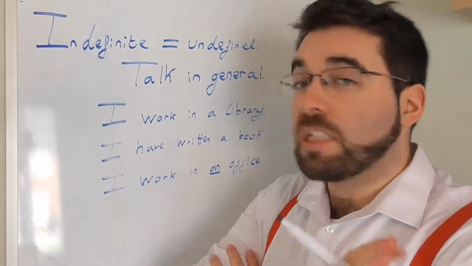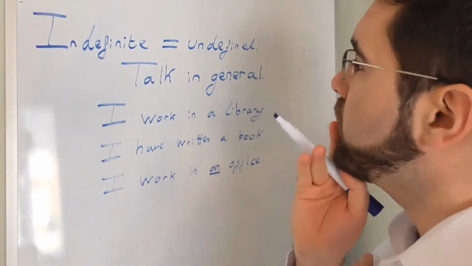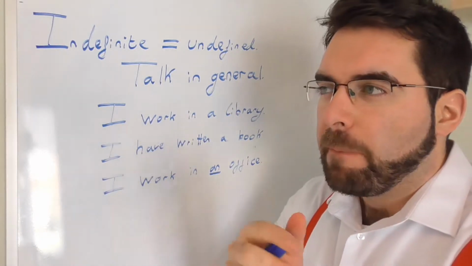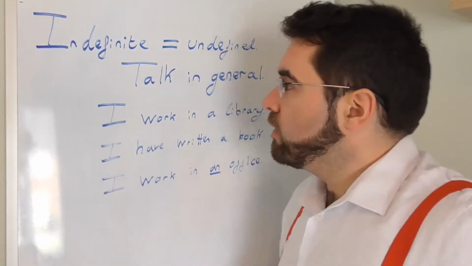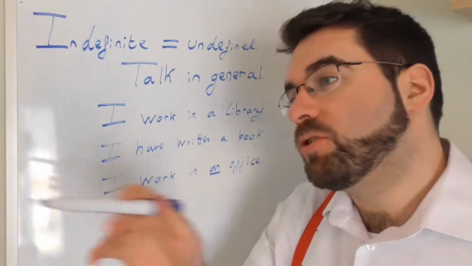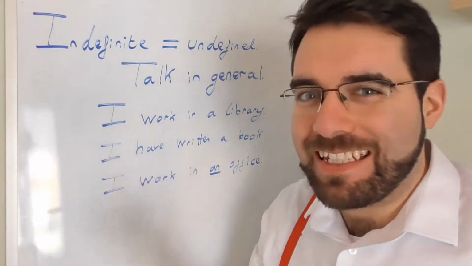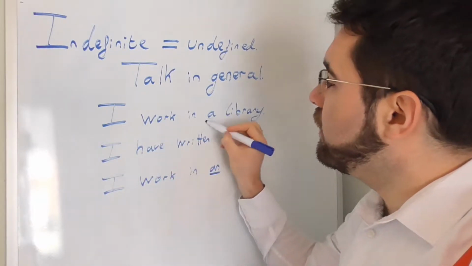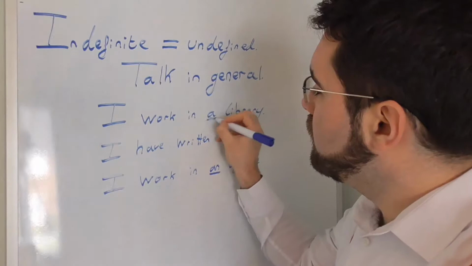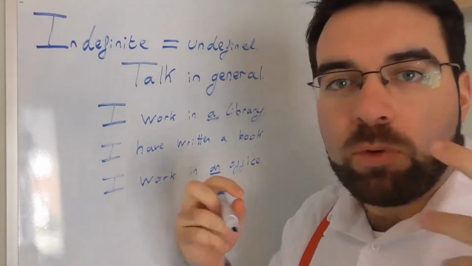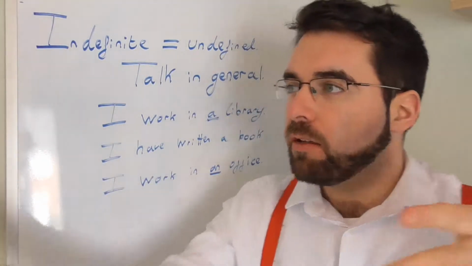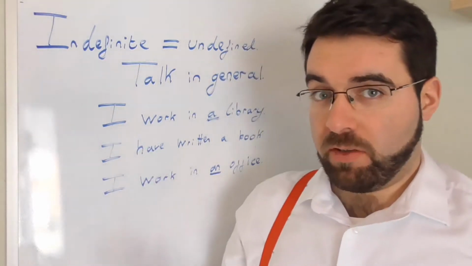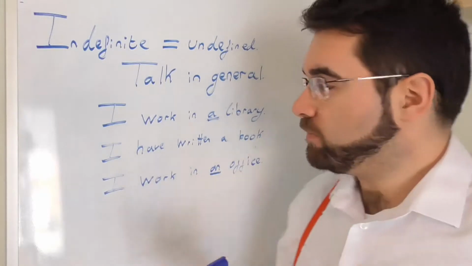So let's look at the indefinite article in much greater detail. We understand it means undefined, not clear, not specific on which one. So we're talking in general, in generalities and general sweeping statements. So I work in a library, but which one? Which library? Where? What kind? You work in a library doing what? A librarian or what? You tell me.